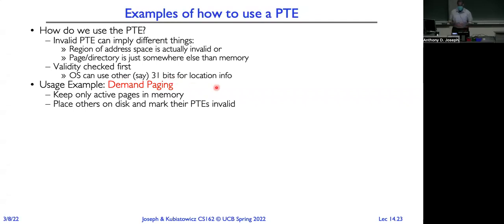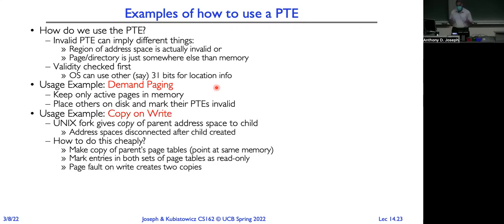So demand paging is where we're only going to keep the active pages, as I said, in memory. We're going to use that active bit to tell us which pages are active. If a page is not active, we can feel free to send it out to disk. And of course, then we mark the page table entry as invalid and use the bookkeeping bits to tell us where that page got stored on disk.